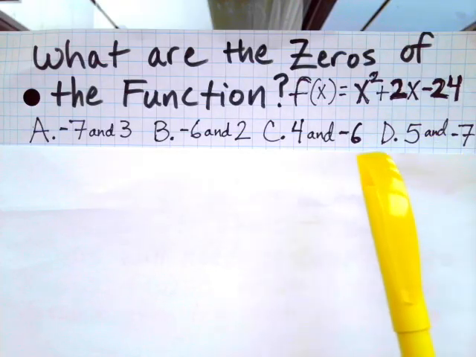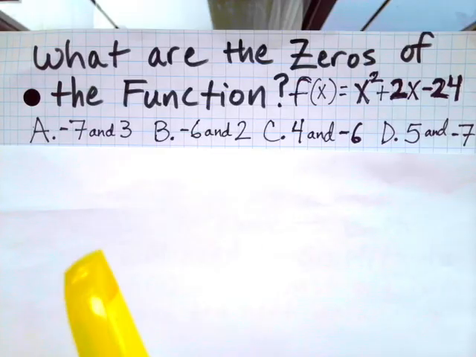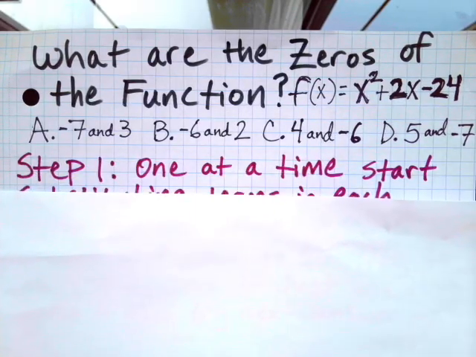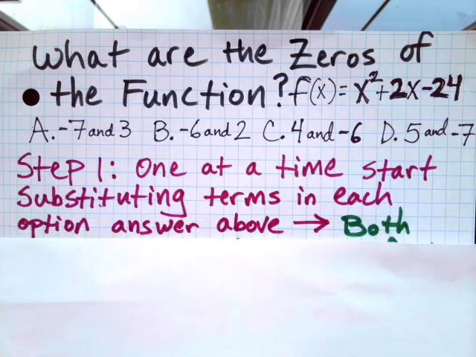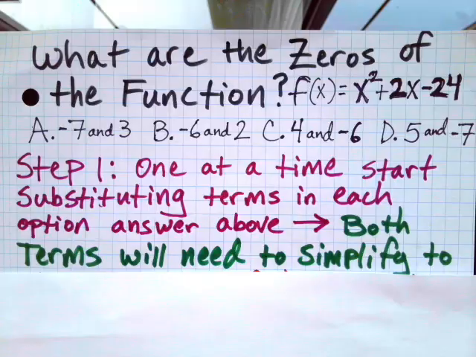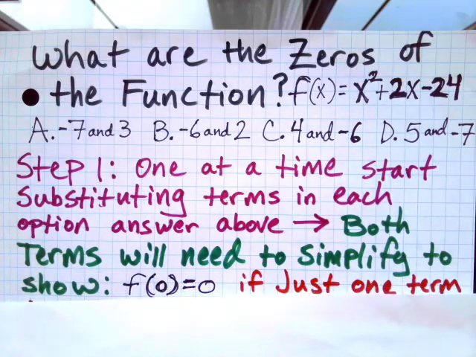Now remember, both of these have to work. You've got to keep that in mind for the first strategy I'm going to show you in answering these questions. Let's jump right into it, step one. Start substituting the terms in each of the option answers above. For both terms, they will need to be simplified to show f of x equals 0.